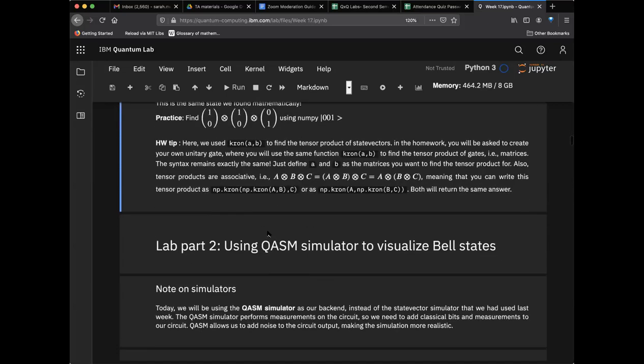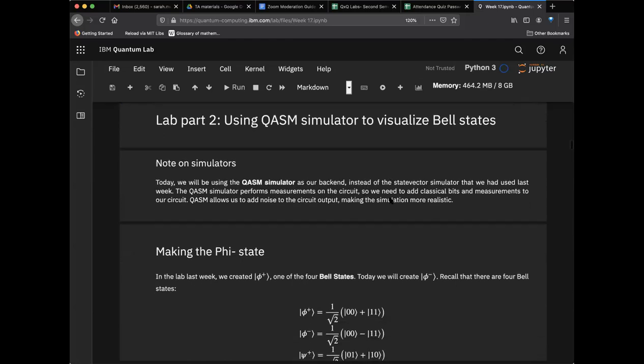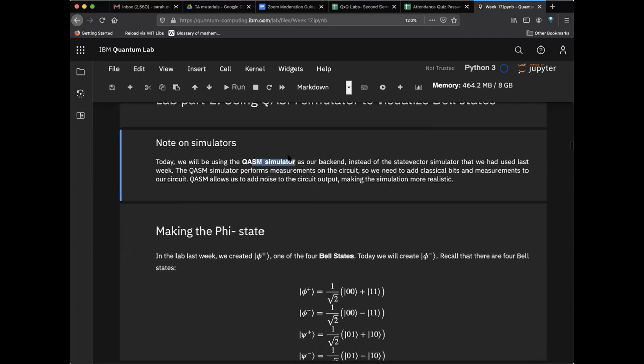just using these Kronecker products. So now we're going to use the QASM simulator to visualize Bell states, which are 2-qubit states. And we're going to be using QASM as our backend. So to remind you of the difference again, the state vector simulator just mathematically calculates the results. It pretty much performs the same rotations on the blocks here on a perfect state, and then it will give us the exact probabilities that are just the square of the amplitudes of our two states based off of this.